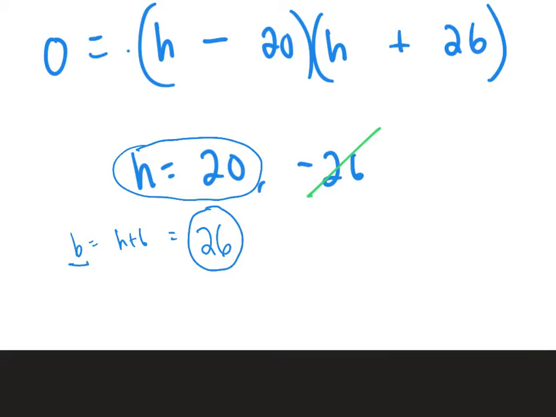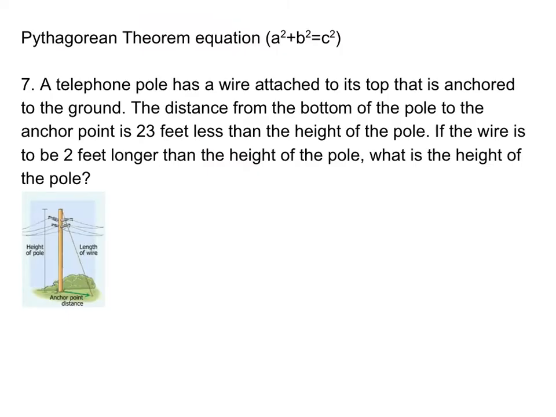So the base is 26 and the height is 20. Number 7, a telephone pole has a wire attached to its top that is anchored to the ground. The distance from the bottom of the pole to the anchor point is 23 feet less than the height of the pole. If the wire is to be 2 feet longer than the height of the pole, what is the height of the pole? So we've got this height of the pole, which we're saying is x.